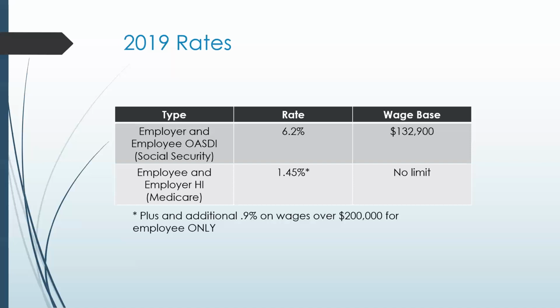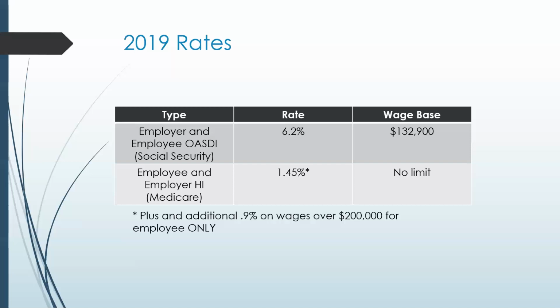And finally, the third thing is that asterisk at the bottom. This is confusing to a lot of people, and I know that it's confusing, but it has to be included in here because that's the law. Any wages that go over $200,000, you're going to add an additional 0.9% for those wages. And that's for the employee only. The employer does not need to match that amount for the Medicare side of it.